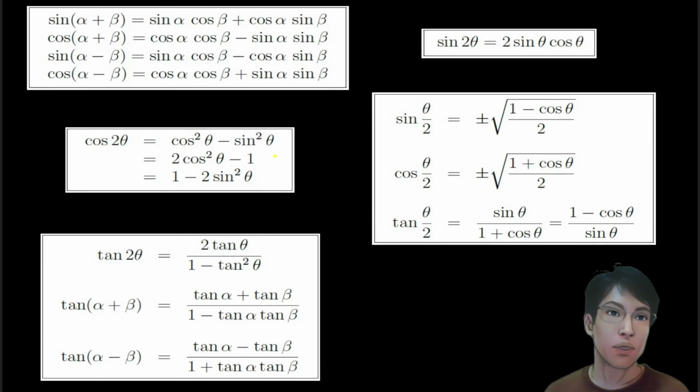Alright, this is the summary of the formulas for the trigonometric identities. So we have the sum and difference of angles for sine and cosine, and for the tangent function. Then we have the double angle formulas: tangent 2 theta, cosine 2 theta, sine 2 theta. Then we have the half angle formulas.